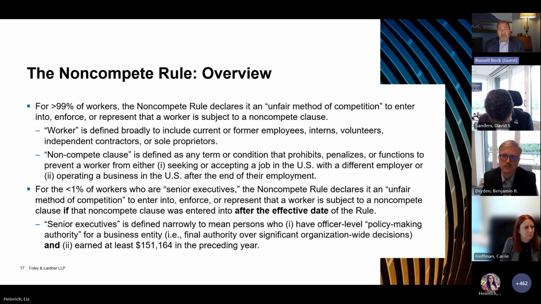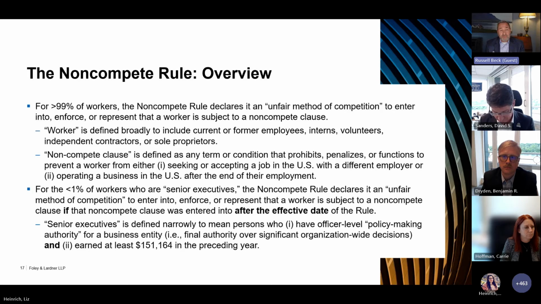Worker is defined incredibly broadly. It is former employees, interns, volunteers, independent contractors, and sole proprietors, although really that's focused on sole proprietors dealing with other businesses or what would otherwise be an employer. Non-compete clause is also defined very broadly. It's defined as any term or condition that prohibits, penalizes, or functions to prevent a worker from either 1, seeking or accepting a job in the United States with a different employer, or 2, operating a business in the United States after the end of employment.